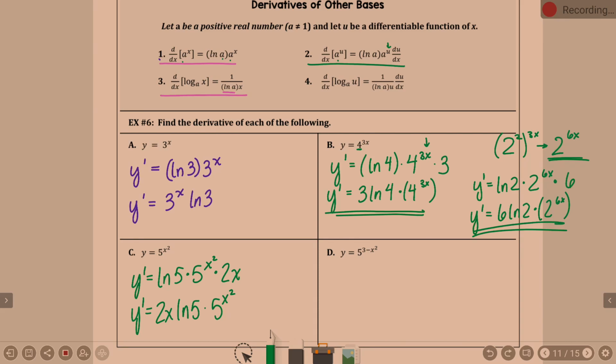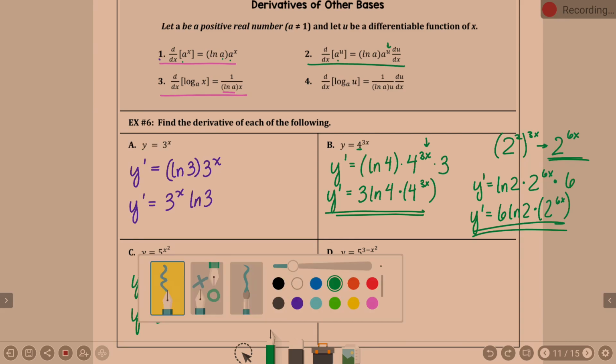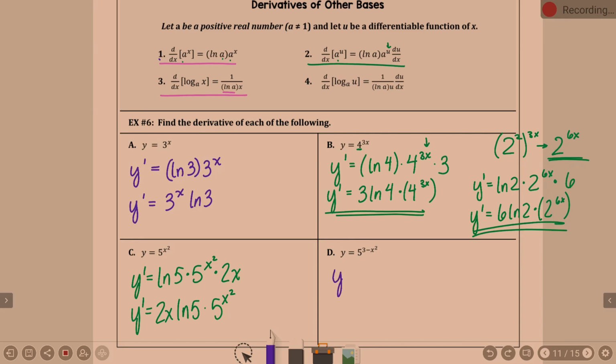Okay. How are you feeling about D then? Are we better about D? y prime equals natural log of 5 times 5 to the 3 minus x squared power times negative 2x. I'm just going to leave that as is for right now. I'm not even going to waste time. I'm going to put parentheses around the negative 2x just so that doesn't get messed up there. Okay. Keep moving. Next page.